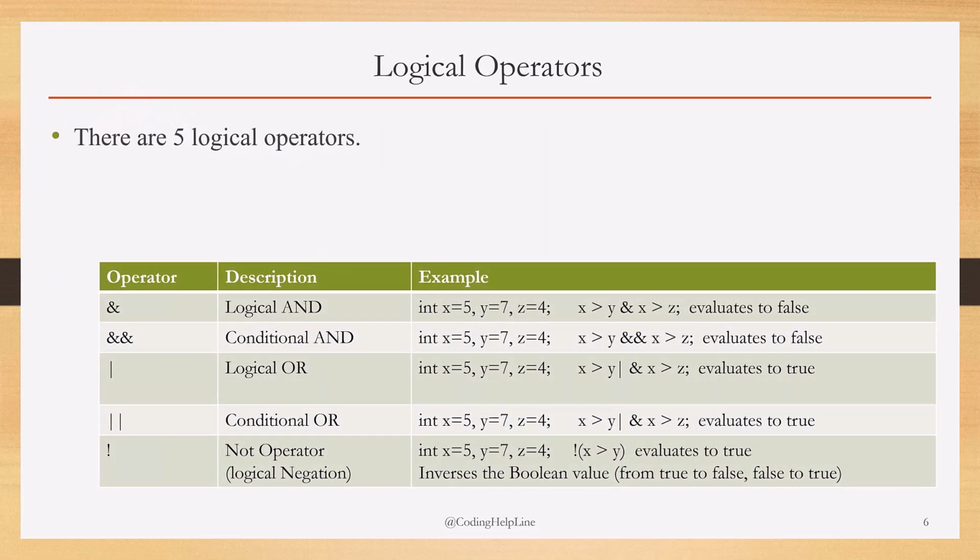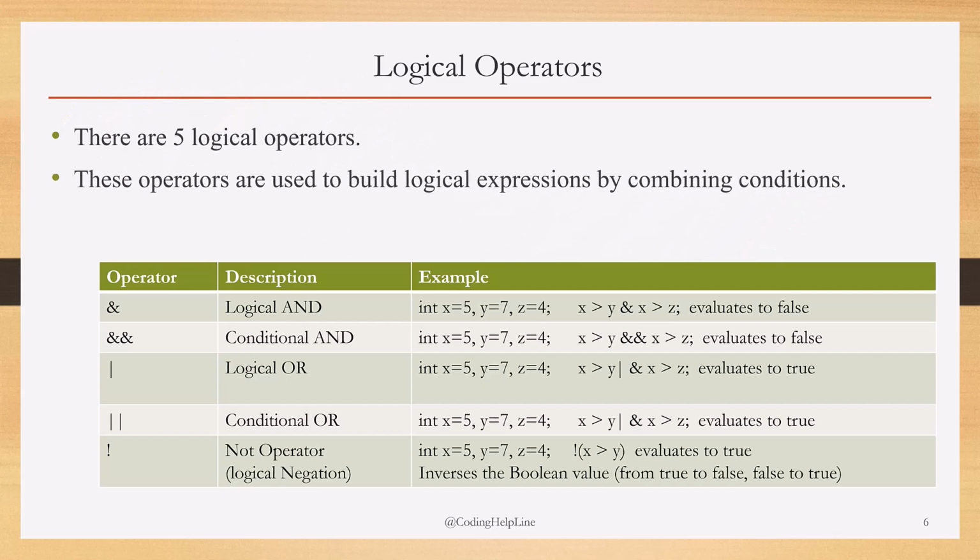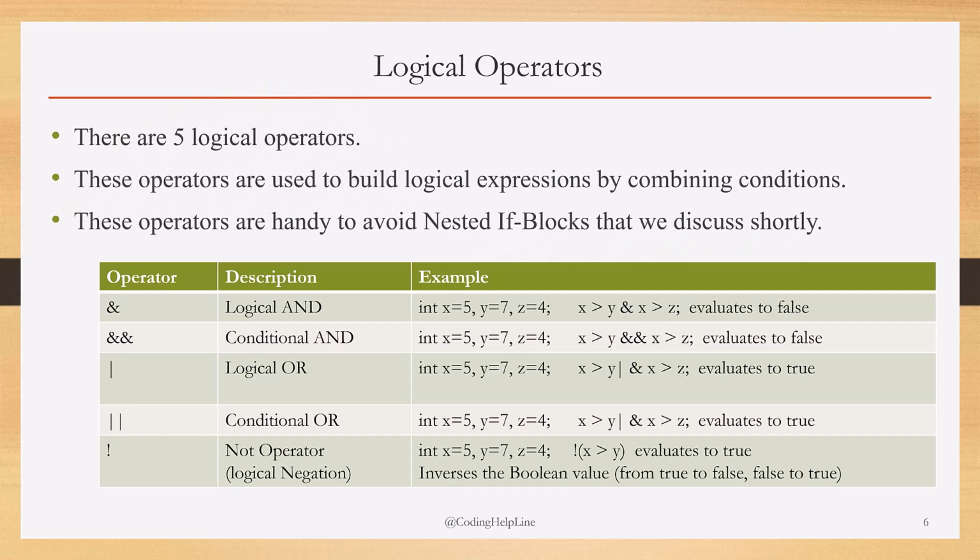Logical operators. Five logical operators. These operators are used in building logical expressions by combining different conditions. These operators are handy to avoid nested if-else blocks, and we will discuss that shortly. So basically, these logical operators are used to combine multiple conditions to make a complex logical expression. That expression is then evaluated to true or false, a Boolean value, and used to take action.